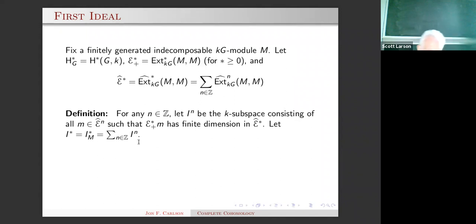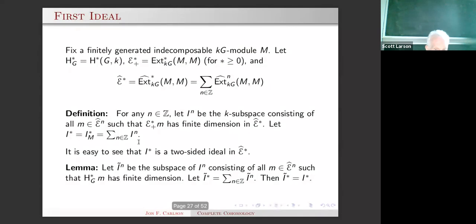While you have to prove that it's an ideal, it's easy to see that it's an ideal. It's a submodule over E star plus. It's easy to see that it's a right ideal. There's a little bit of a trick to showing that it's a left ideal, but it is a two-sided ideal.